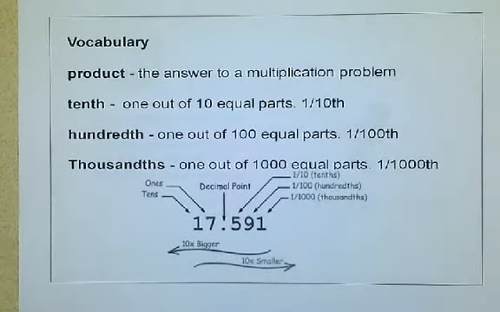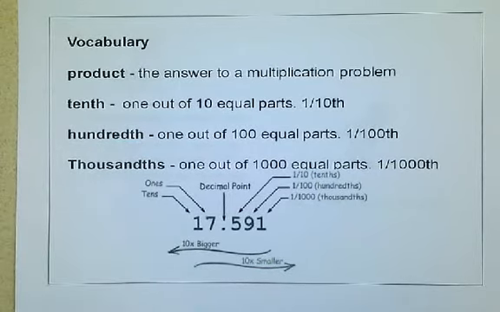The vocabulary is just a review, but you still need to review over what a product is, tenths, hundredths, and thousandths, and it couldn't hurt to review over factors as well.